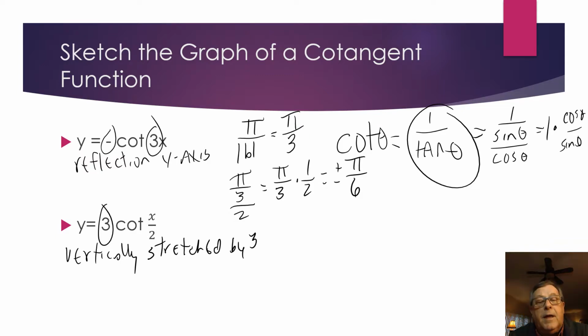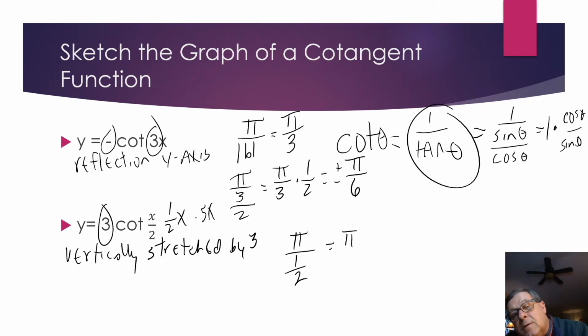Now, what about my period? X over 2 is the same as 1/2 x, which is also the same as 0.5 x. All of that's 1/2. So my b is 1/2, and for our period, we start at pi and now we're dividing by 1/2, aren't we? Well, that's going to equate to pi times 2, or 2 pi. So now I've got a period of 2 pi.